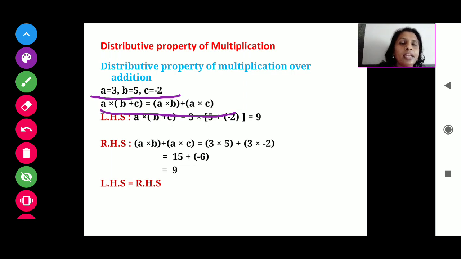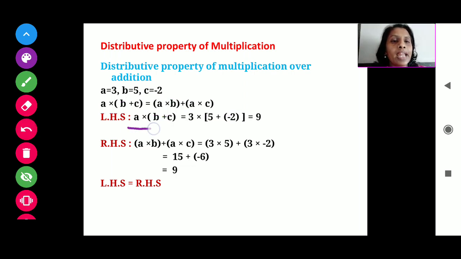A into (B plus C) equals A into B plus A into C. We will check both sides. First, our A into (B plus C). Here it is like this. And as I have said, what we will do first? We will do simplification of terms which are in the bracket. So it will be like this.